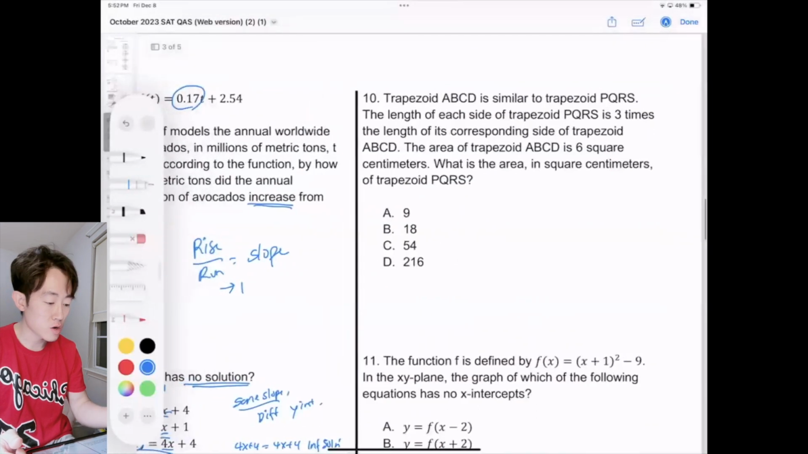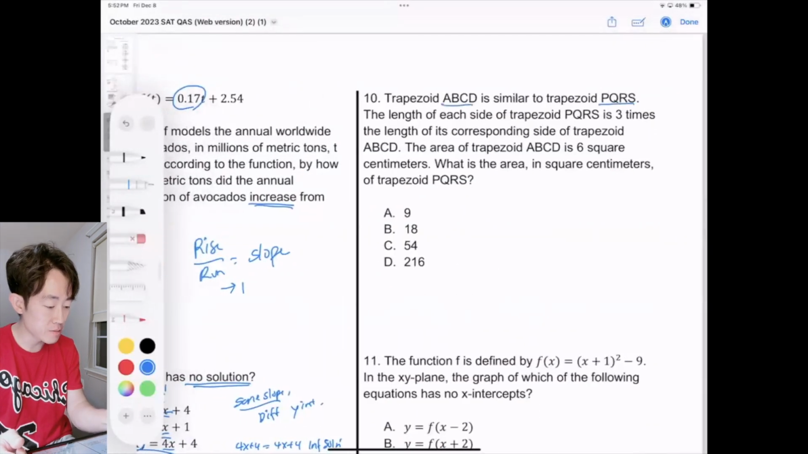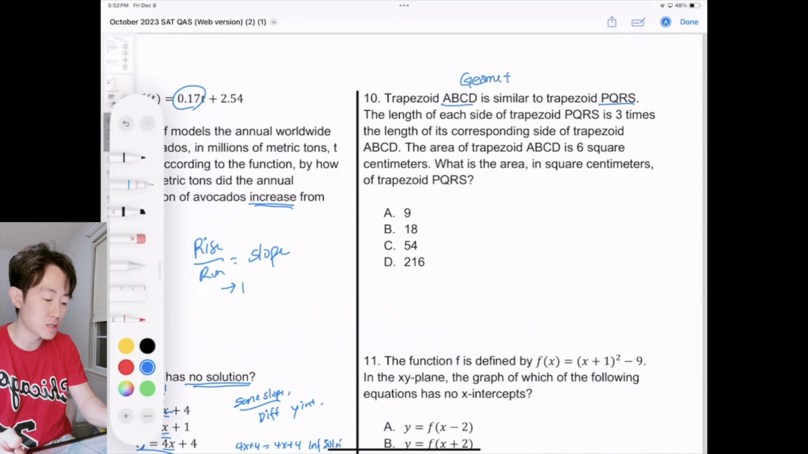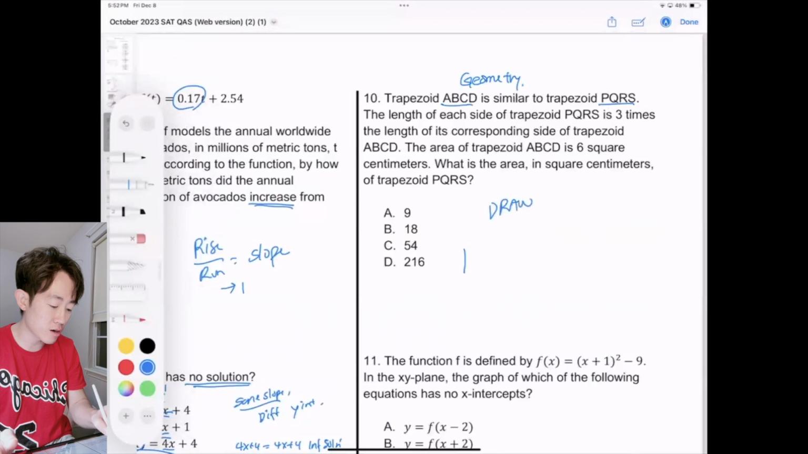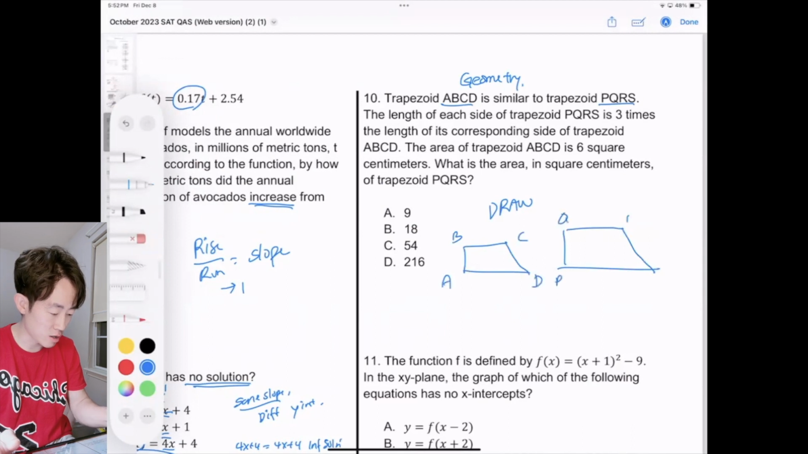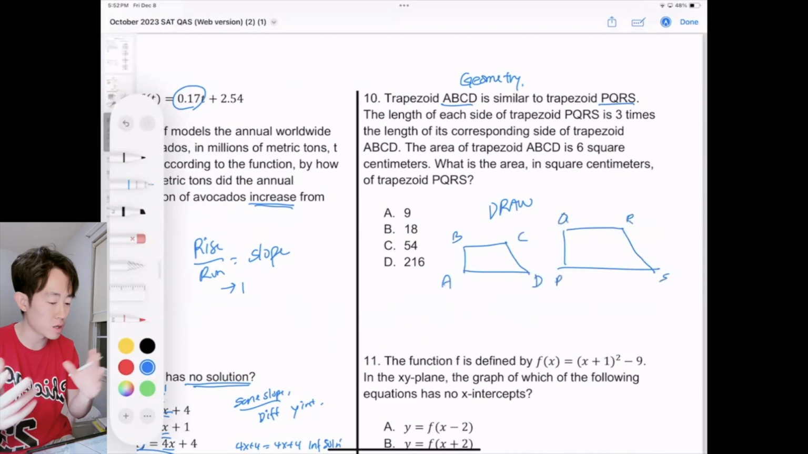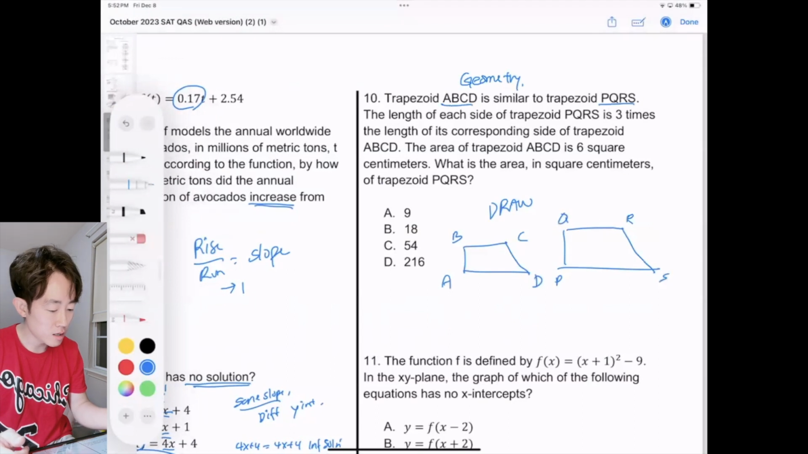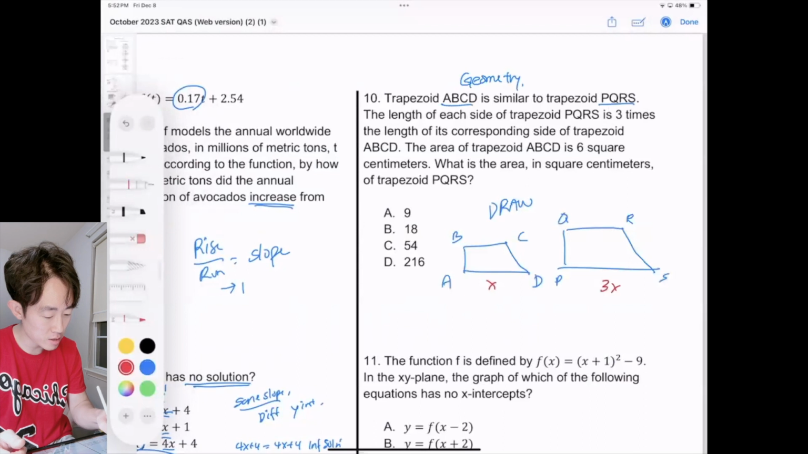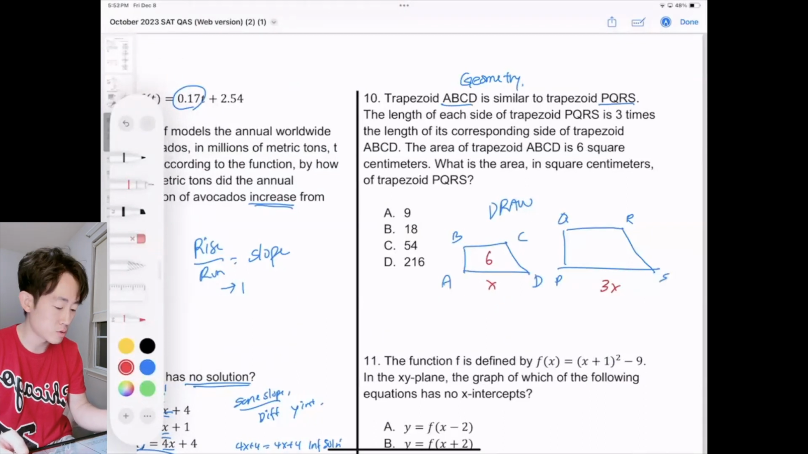Number 10, trapezoid question. ABCD is similar. I always tell my students this, but anytime they give you a geometry question, just please draw. Having a figure and not having a figure makes a huge difference. I'm not a fantastic drawer, but I'll do my best. PQRS. So something similar means one is bigger than the other. The length of each side of trapezoid PQRS is 3 times the length. So if this was x, then that'll be 3x. The area of trapezoid ABCD is 6 square centimeters. Okay, what is the area in square centimeters of trapezoid PQRS?